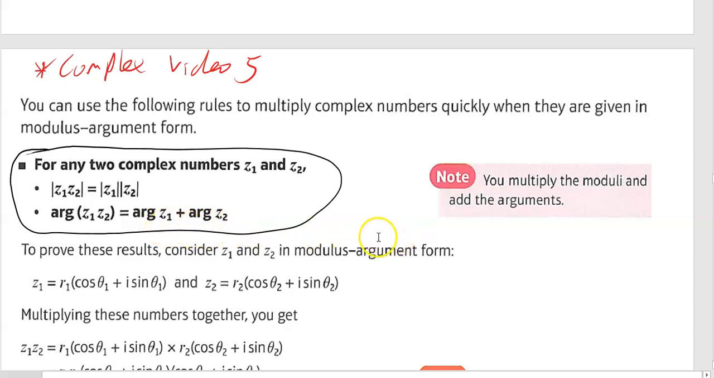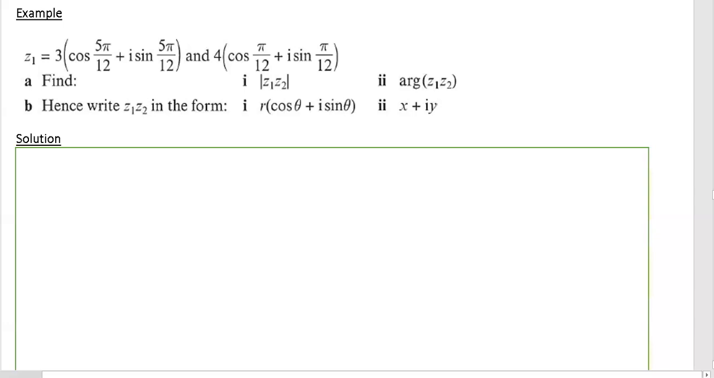Okay, we're going to go on now and look at two examples, I think it is, on these, and then we'll be ready to do some questions. Okay, first example we have, it says z1 is equal to 3 times cos of 5 pi over 12 plus i sine 5 pi over 12, and z2 is 4 times cos of pi over 12 plus i sine pi over 12. Find, first of all, the modulus of z1 z2, and the argument of z1 z2, and hence write z1 z2 in the form r cos theta plus i sine theta, and then in the form x plus iy. So we will get started with that now.